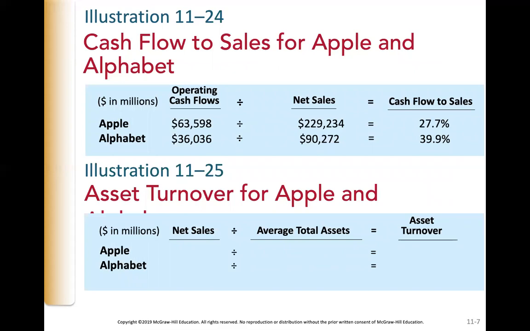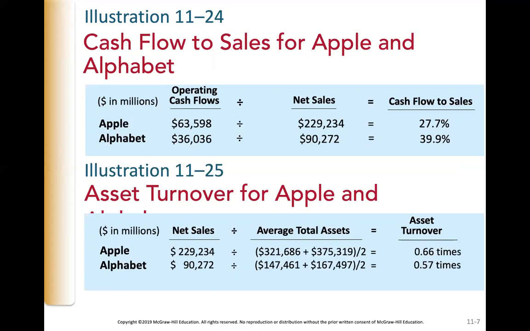Then our asset turnover for Apple and Alphabet. Net sales divided by average total assets. We see our asset turnover is 0.66 for Apple and 0.57 for Alphabet. Both companies have high cash flows to sales ratios, but Apple's is lower. This difference explains why Apple generates lower cash return on assets.